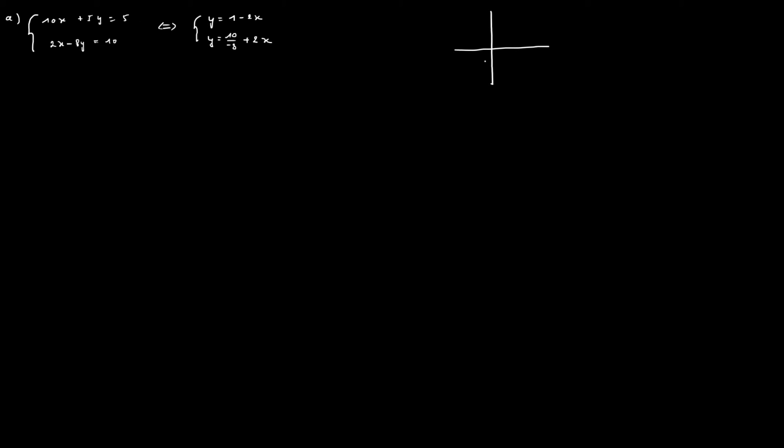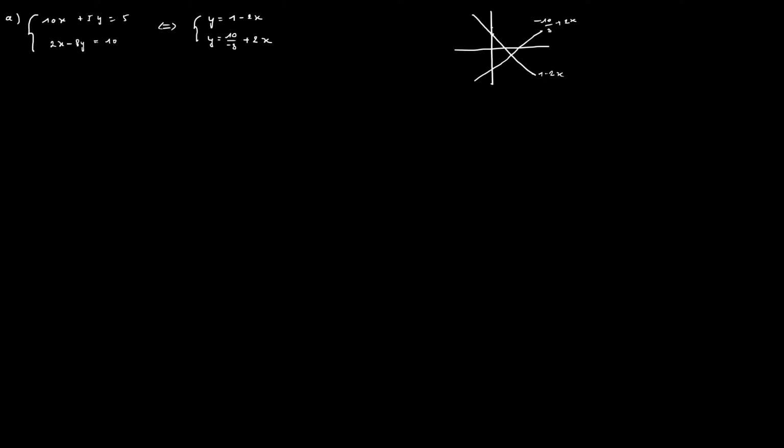So more or less, the first one is going to have a directional coefficient of minus 2. If x is 0, it's going to be 1. So it's going to go more or less like this. And then the other one has a positive coefficient, and it's at 10 over 8, so a little bit more than over here. It's going to move up. Of course, these are by no means perfect drawings. Sorry, this is wrong. It should be at the bottom. It should be like this. So this is minus 10 over 8 plus 2x, and this is 1 minus 2x.